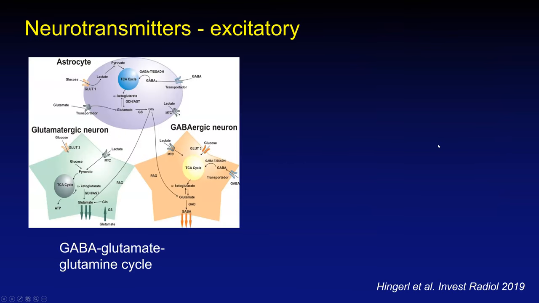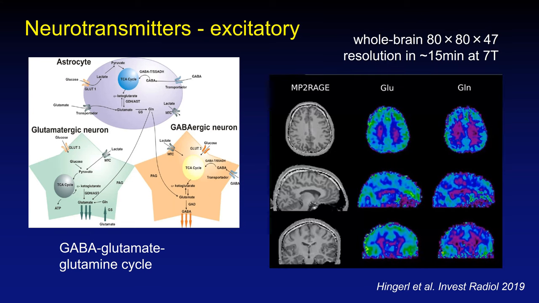Then let me jump to more neuroscience application before I run out of time. Neurotransmitters are obviously the core focus of neuroscience and psychiatry. And the major advantage at 7 Tesla is that we can investigate much better the GABA-glutamate-glutamine cycling, which is important for the interaction between astrocytes and glutamatergic and GABAergic neurons. And here's an example of the spectral separation that helps us to separate glutamate and glutamine with an extremely high spatial resolution over big parts of the cerebrum here in a relatively acceptable scan time for neuroscience applications.